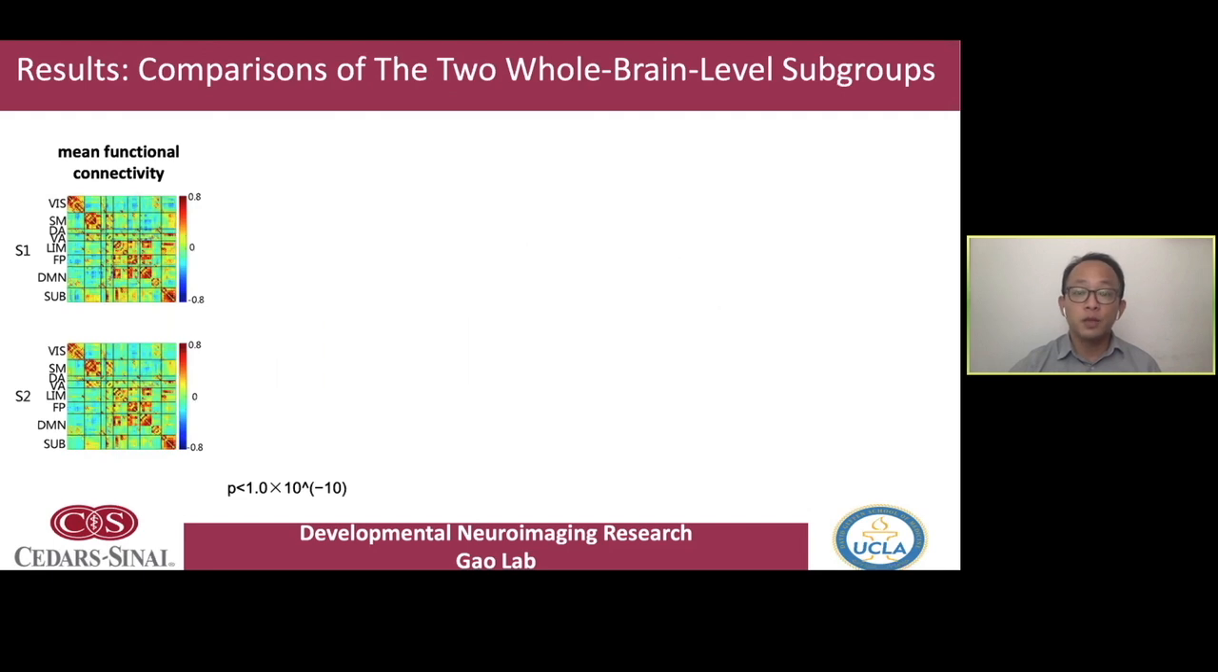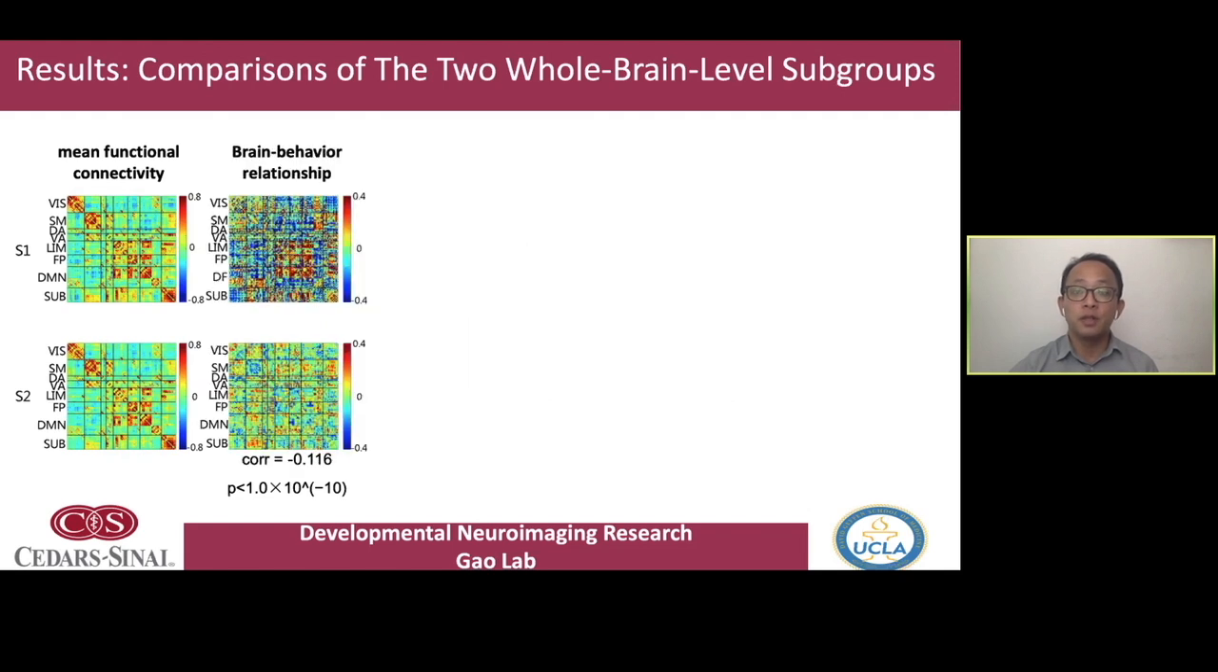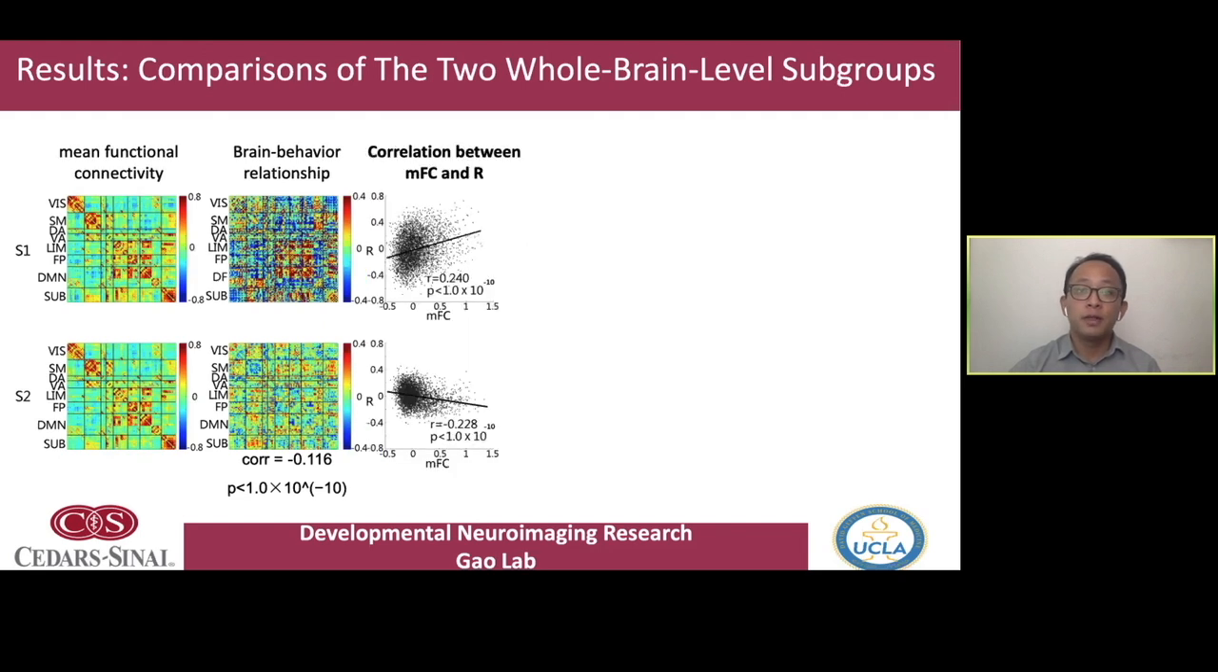For the subgroups S1 and S2, they showed a similar functional connectivity pattern. No significant difference was found, but their brain behavior relationship within each subgroup is quite different. The relationship pattern in S1 almost resembled its own neonatal connectivity pattern, but S2 failed. Further analysis showed that for S1, there was a significant positive correlation between the connectivity and the brain behavior relationship, and a negative correlation for S2.